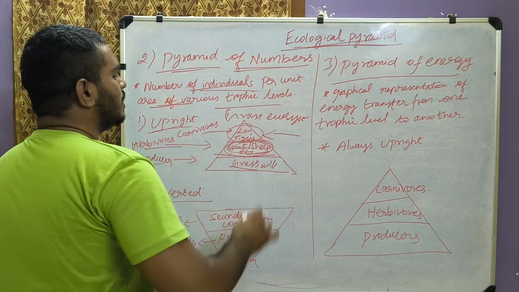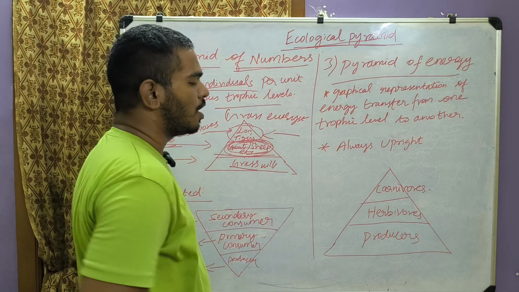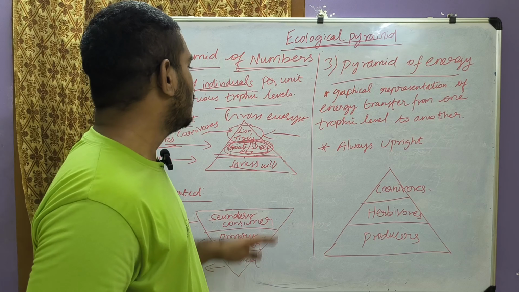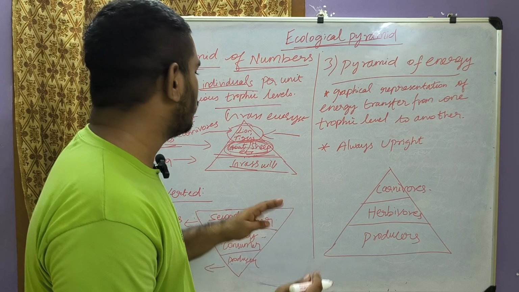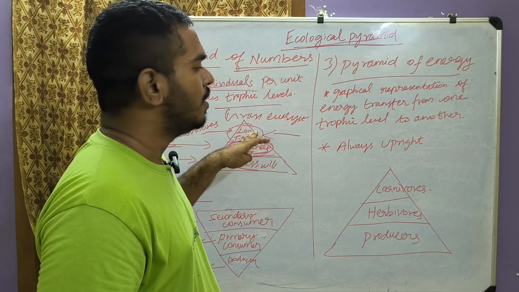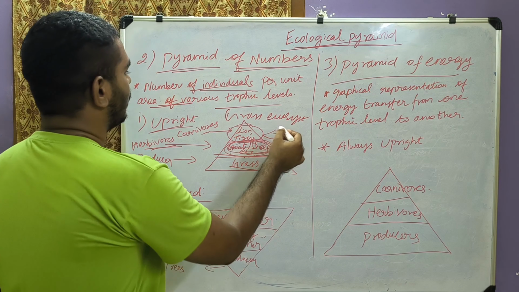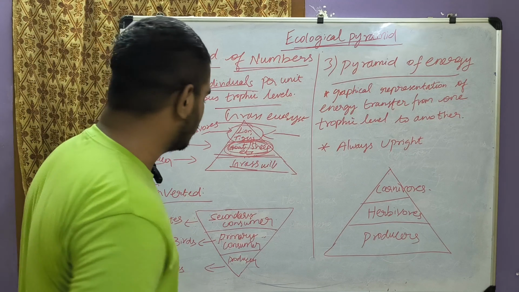This number will be less than that of herbivores or primary consumers. In an ecosystem the number of goats will always be higher than the number of lions or tigers. This is the example for a grass ecosystem.